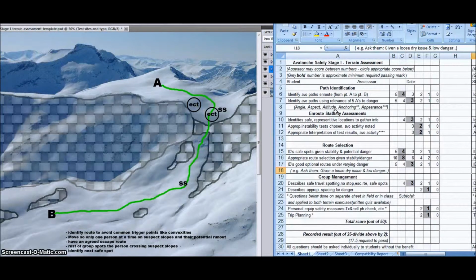I would interview them in front of the terrain where we both can see it, having already established the A and B points. I can answer some of these all by myself just by looking at the response. For instance, the very first question says identify all avalanche paths between point A and B. I look at what this student has submitted, and it's extremely comprehensive. They haven't missed any points, so I would be awarding them 5 points for this particular question.